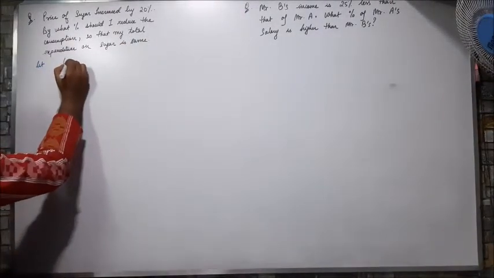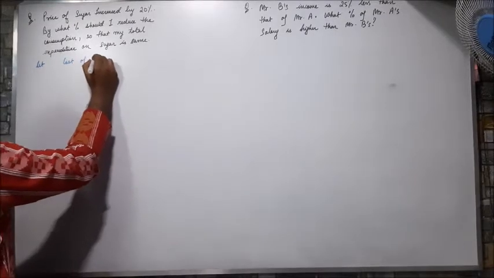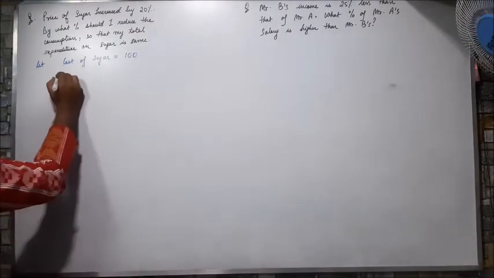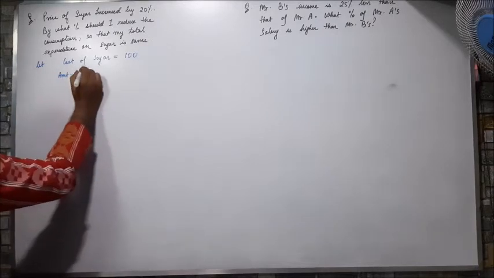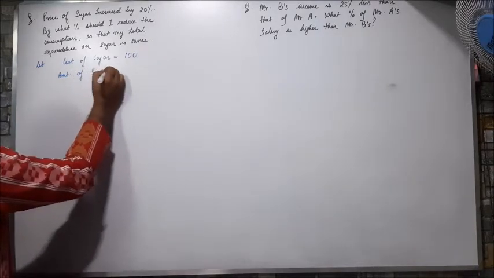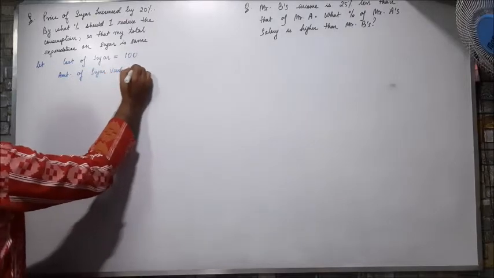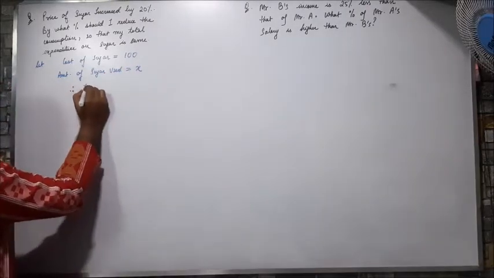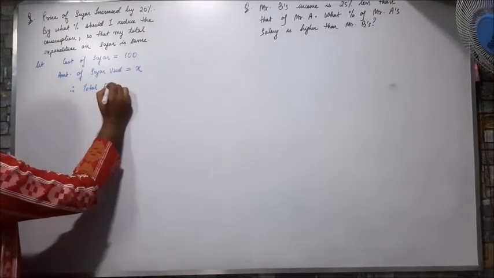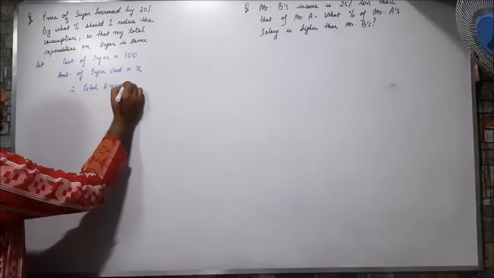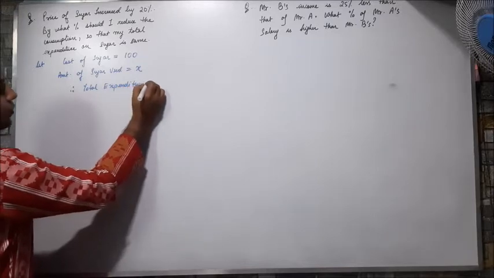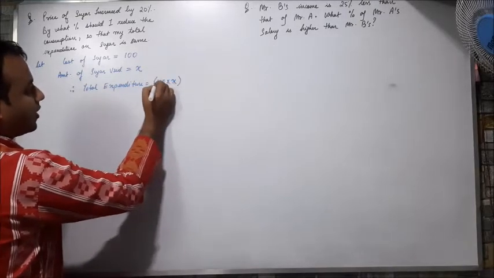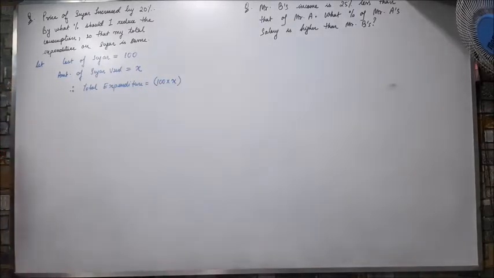Let the cost of sugar equal 100, and the amount of sugar used equal x. Therefore, the total expenditure will be 100 into x. Clear?